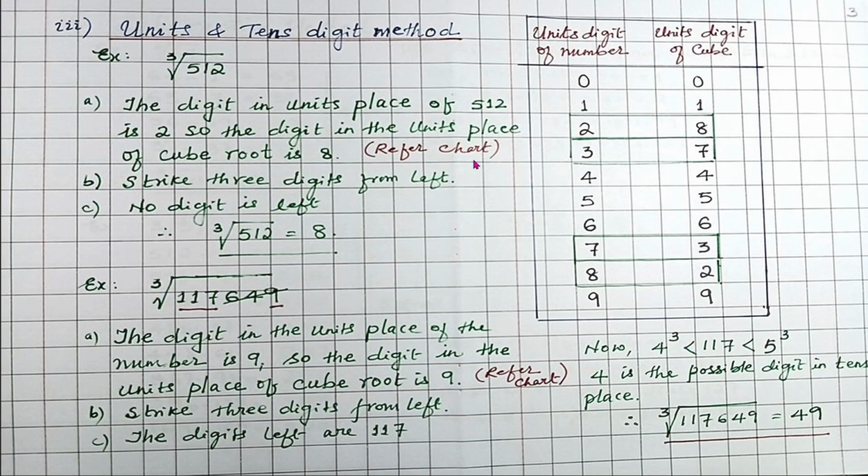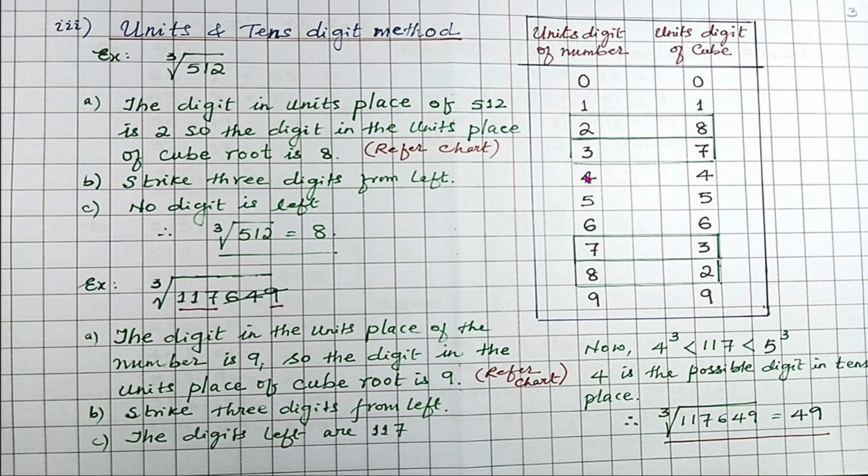So remember that. Now in the units and tens digit method, to find out the cube root of 512, first of all we have to understand this chart. If the digit in the units place of a number is 0, then the digit in the units place of its cube is again 0. If the digit is 1 in a number, then its cube will have 1 as the digit in the units place. If 2, it is 8.